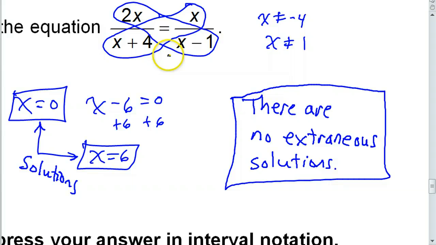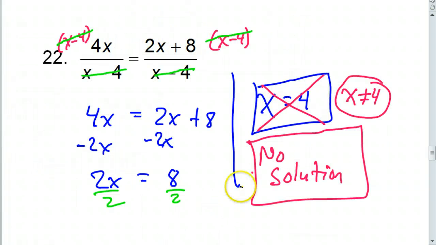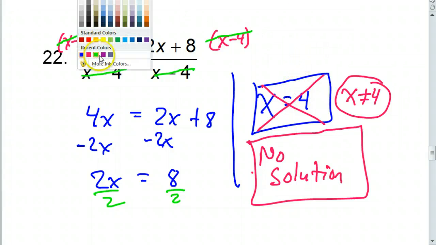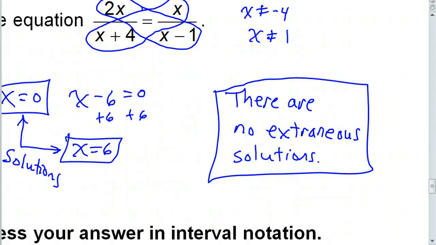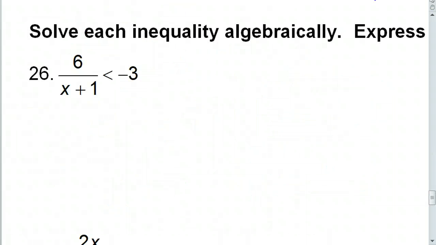All right, what was that problem that we did that had extraneous solutions? Tell me the number. Okay, for example, this is an extraneous solution right here. It's a solution that had to be thrown out. But that didn't happen this time.